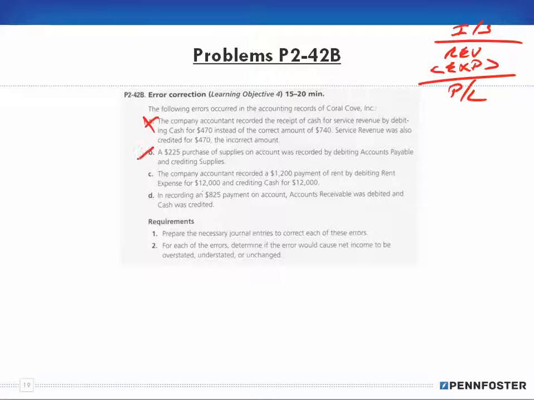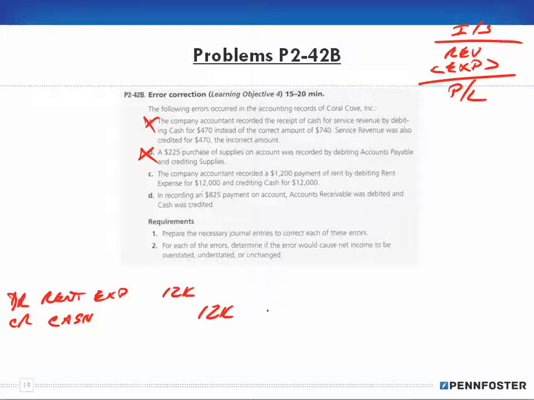Let's see, we did A and we did B, so now we're on C. It says here the company accountant recorded a $1,200 payment of rent by debiting rent expense for $12,000. So he debited rent expense for $12,000 and credited cash for $12,000. Okay, but it's supposed to be $1,200. Right? So what's the correct entry supposed to look like?